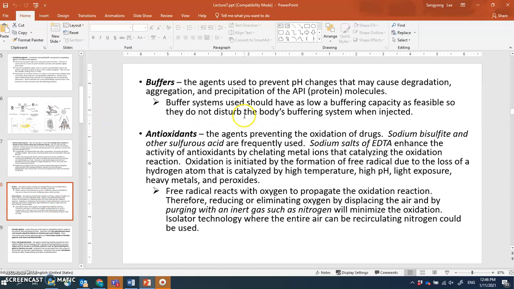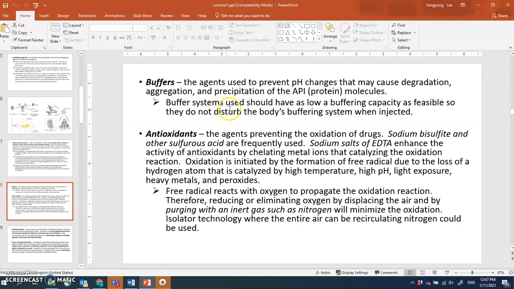And then buffers, you have heard what buffers are so many times. They are the agents that resist the pH change. By doing so, they can protect your active ingredient. Okay? So by maintaining the pH, you can prevent degradation, aggregation, or precipitation of the active pharmaceutical ingredient, the protein molecules.